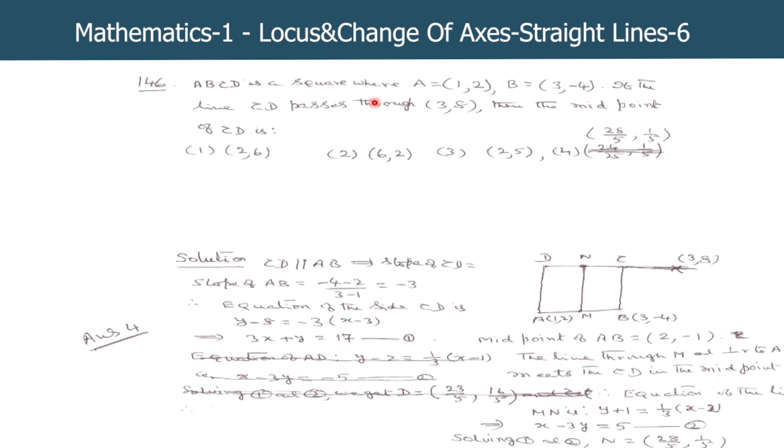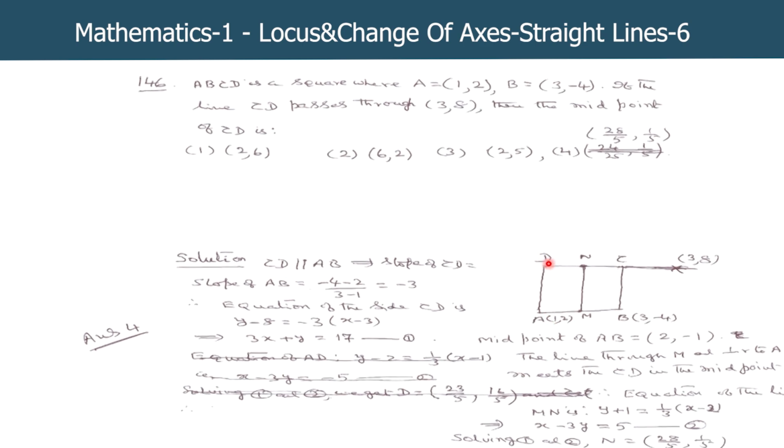Now, question 146. ABCD is a square where A is equal to 1, 2 and B is equal to 3, minus 4. If the line CD passes through the point 3 comma 8, then the midpoint of CD is: 1, 2 comma 6; 2, 6 comma 2; 3, 2 comma 5; and 4, 28 by 5 comma 1 by 5. Not 25, it is 28 by 5, 28 by 5 comma 1 by 5. Now, see the diagram.